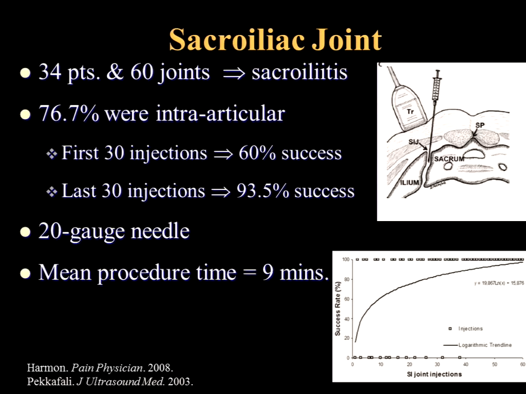For the sacroiliac joint, this was presented earlier, but we have some data showing that it takes quite a few blocks before we become competent. There were 34 patients, 60 joints, and 76% were intra-articular. For the first 30 injections, the success rate was 60%, and for the last 30 injections, it was 93%. They used a 20-gauge needle, and the mean procedure time was 9 minutes. So clearly there is a learning curve to some of these procedures.